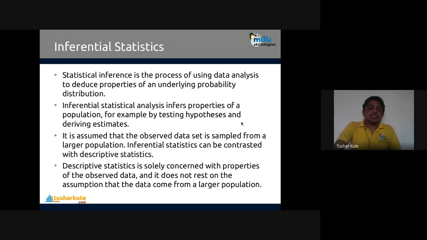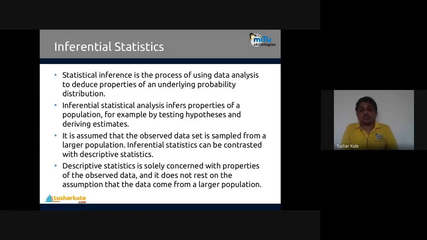Okay, fine. The second kind of statistics is called inferential statistics. Now, what is inferential? Statistical inference is the process of using data analysis to deduce properties of an underlying probability distribution. That's the process. We'll see this practically also, programmatically, or in some numerical format. Inferential statistical analysis infers properties of a population, for example, by testing hypotheses and deriving estimates.